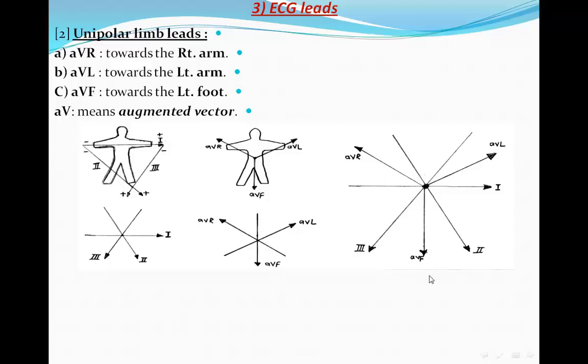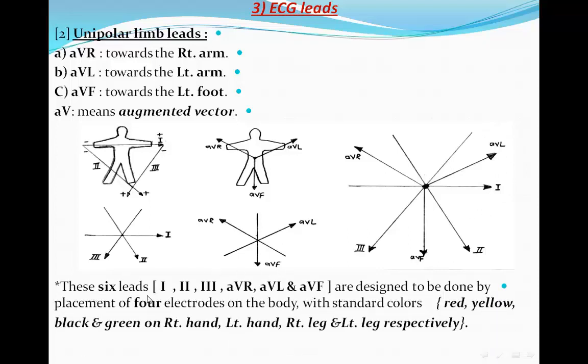If I ask you one question, and I will ask the same question later on, what are the leads that are recording the inferior surface of the heart? From this illustration, you will understand that those leads are looking inferiorly. So if there are any changes in the inferior surface of the heart, they will be recorded by these leads. 2, 3, and AVF. That's why they are called the inferior leads. And 1 and AVL are called the lateral leads.